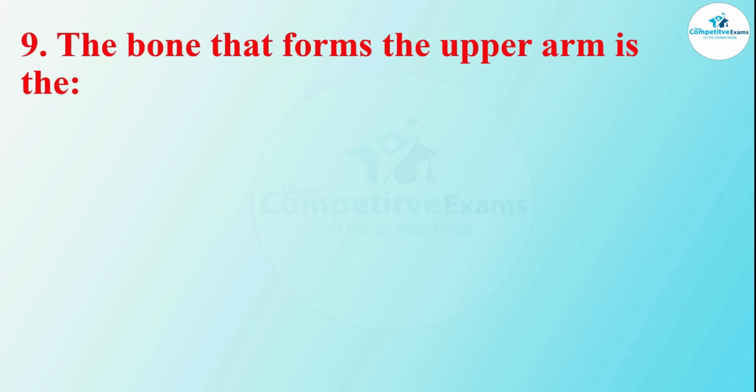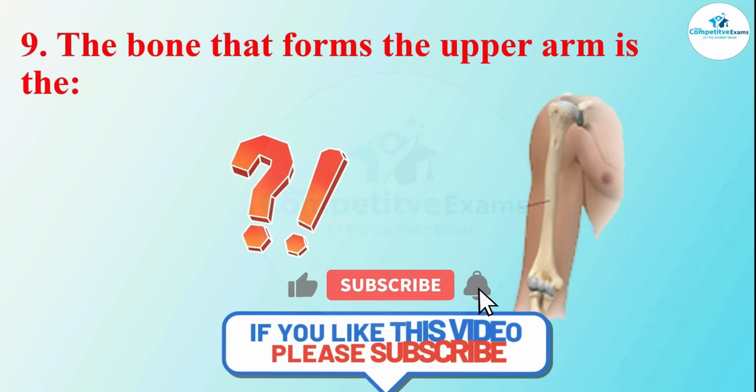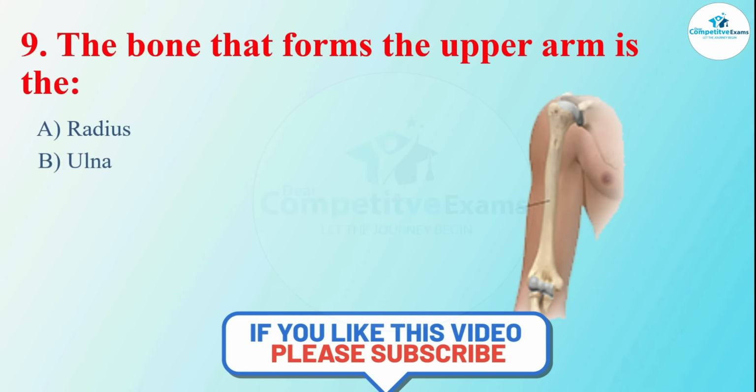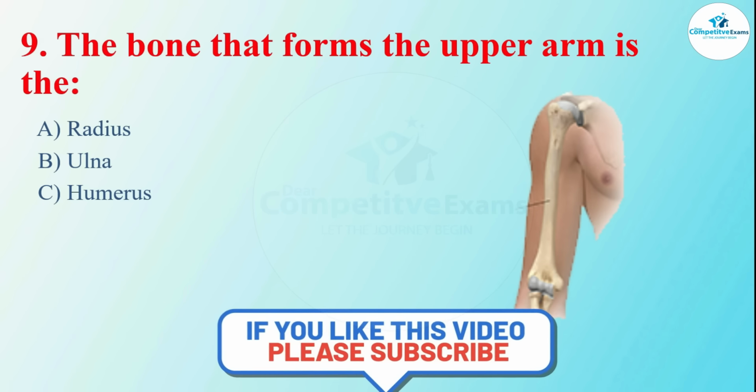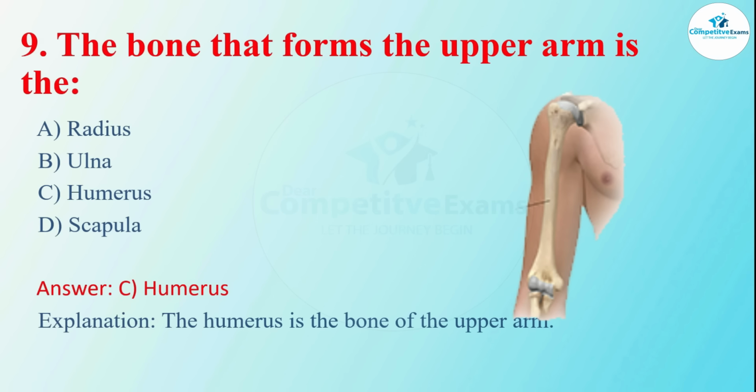The bone that forms the upper arm is the... So which bone forms the upper arm? That is radius, ulna, humerus, scapula. The answer is humerus. Friends, the humerus is the bone of the upper arm that is present in our upper arm. Question number 10.